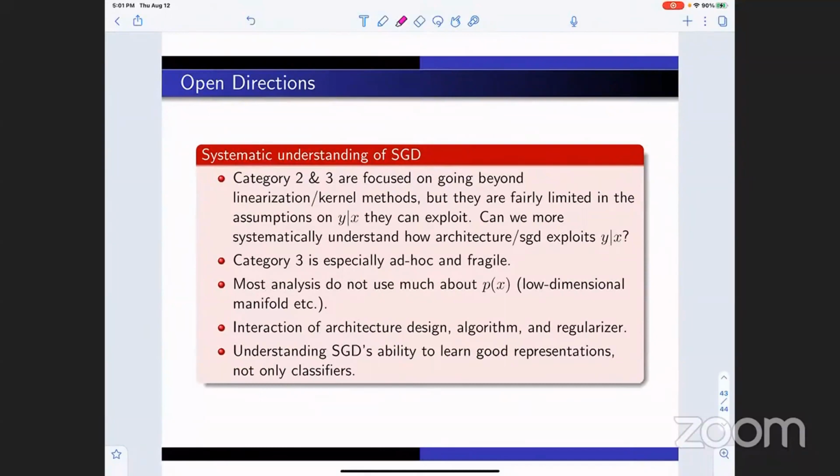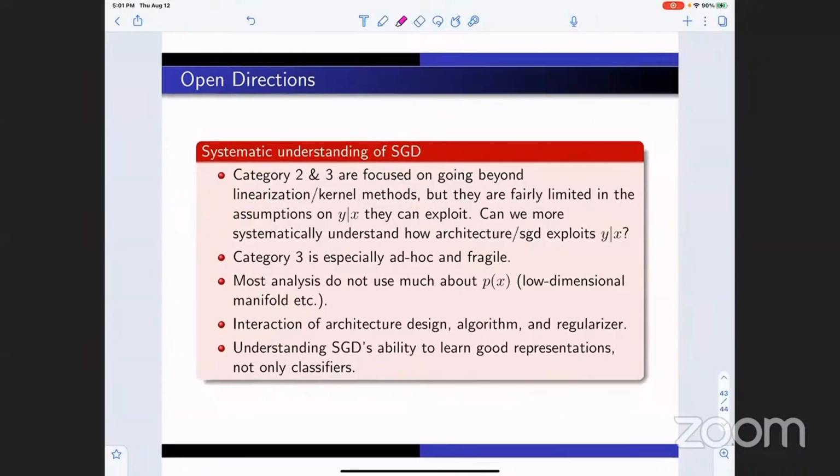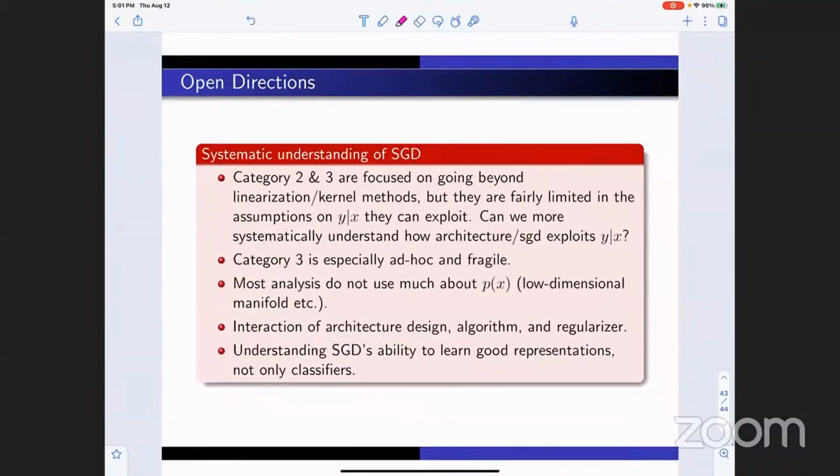And what are the things that can use assumptions on Y conditional on X and assumptions on P of X? Really, P of X assumptions are not heavily used in any SGD analysis that I know of. Y conditional on X are sometimes used in these category 3 proofs, but they're pretty fragile. You need pretty specific data assumptions. And how will these interact with architecture, algorithm, regularization? How will this interact to learn good representations, not only classification?